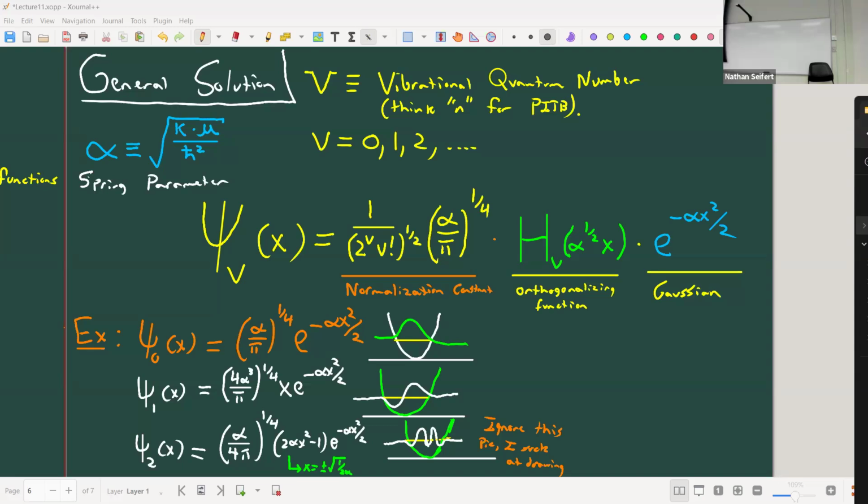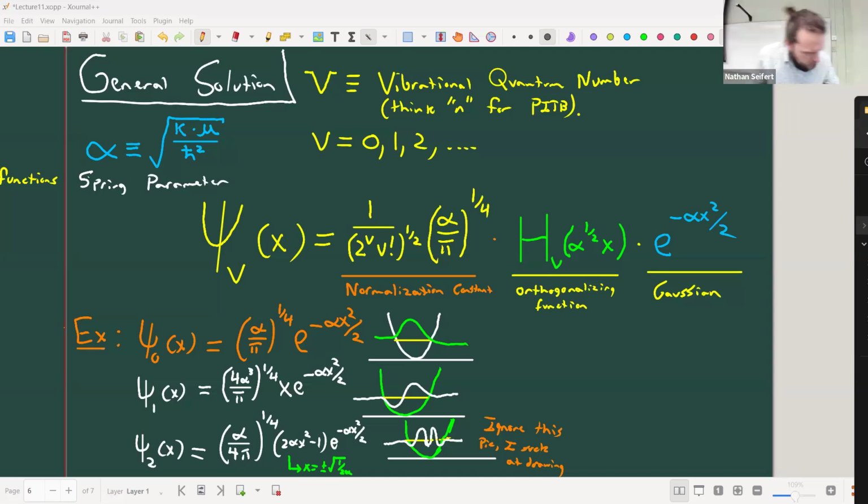Normalization constant is a function, part of the orthogonalizing function. It's a part of the exponential alpha, and alpha is just a number that depends on the force constant and the mass of the system, and it has units inverse meters squared.